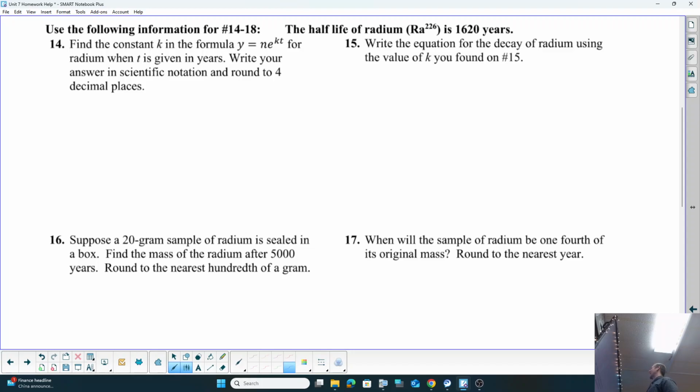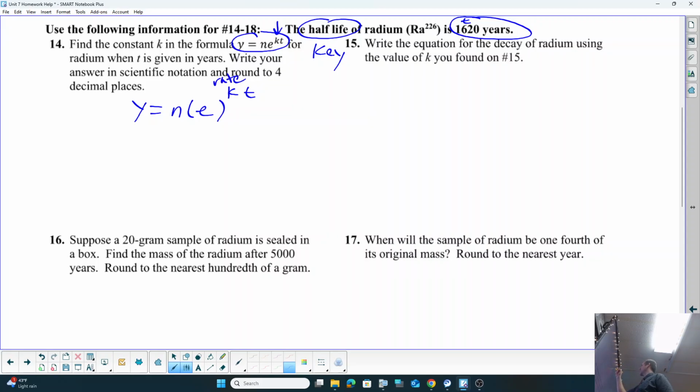Okay, so find the constant k for our formula. Here's our formula, and they want you to solve for k. They tell us half-life is the key, as well as the t, the number of years. Those are two important features. So we have y is equal to N e to the kt power. k is basically the rate, and t is the time. And e is just 2.71828, which is like an infinite number of compoundings. And N is your initial, and y is your target.